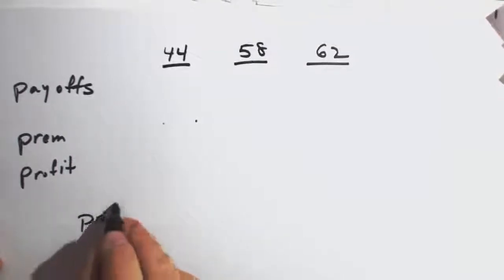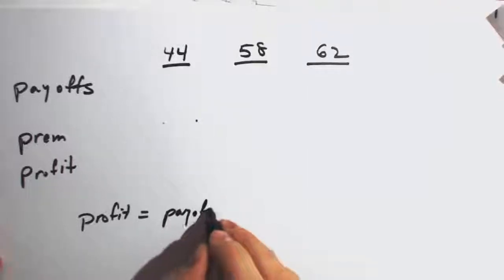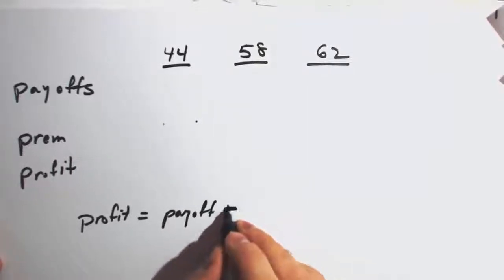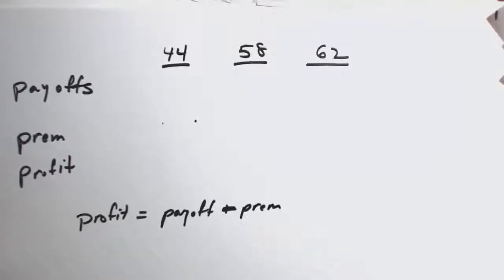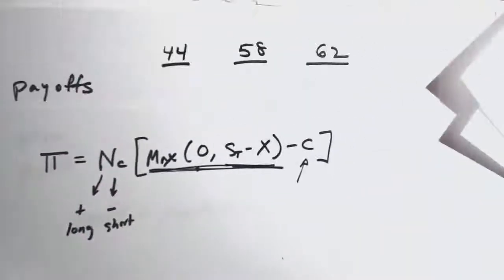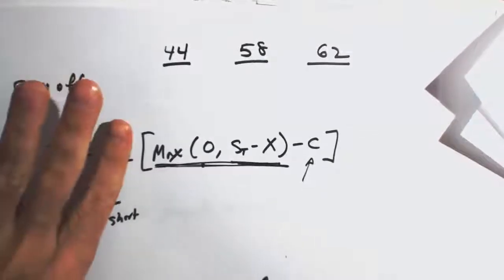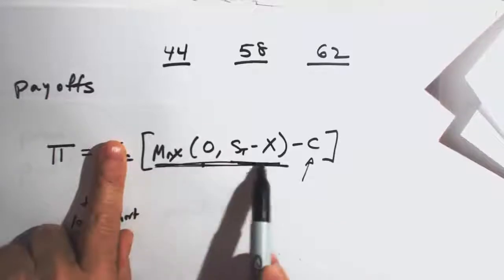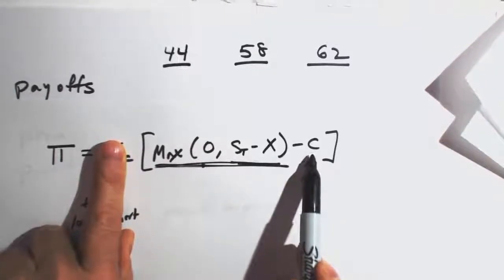In other words, profit equals the payoff minus the premium paid for the call. That's exactly what you're seeing here. We're simplistically setting NC to one, just looking at one call option, which gets the NC out of there. All we're left with is the payoff that you're used to seeing from the previous chapter minus the premium. And that's going to be the profit.